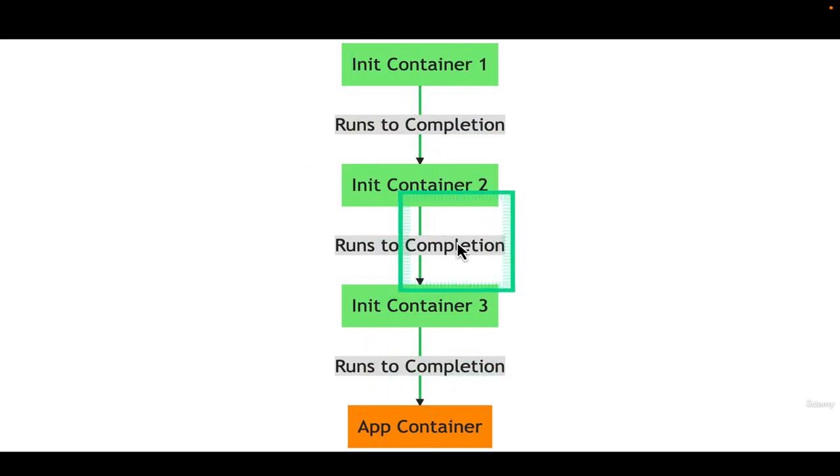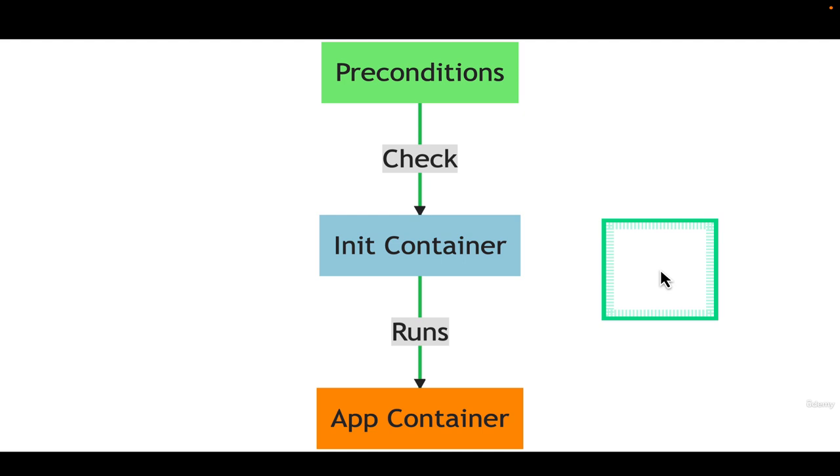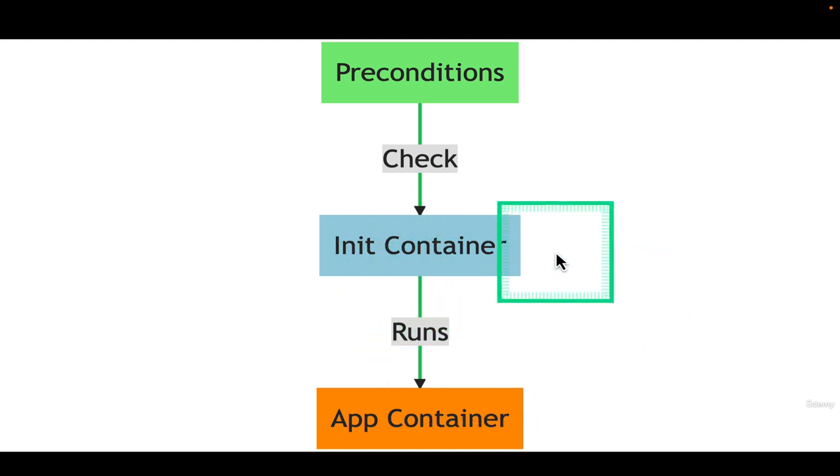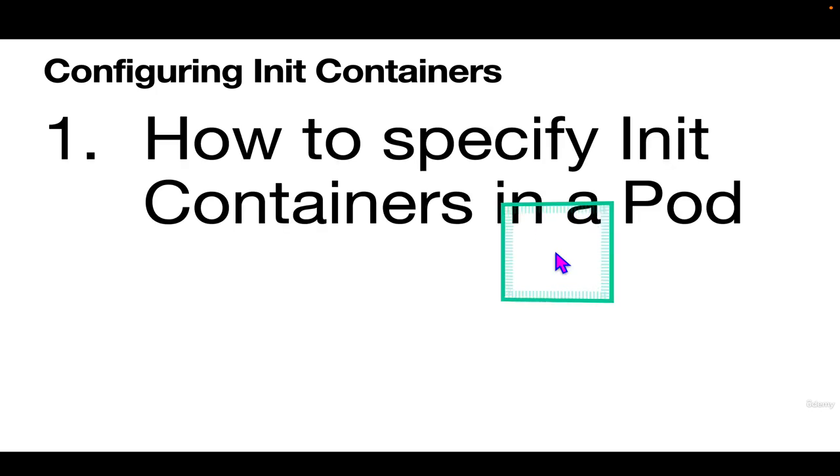So this will all run one by one sequentially, and you can have some precondition checks that you specify in the init container that must run, and then you have the app container that starts after the init containers run to completion. So, configuring init containers.